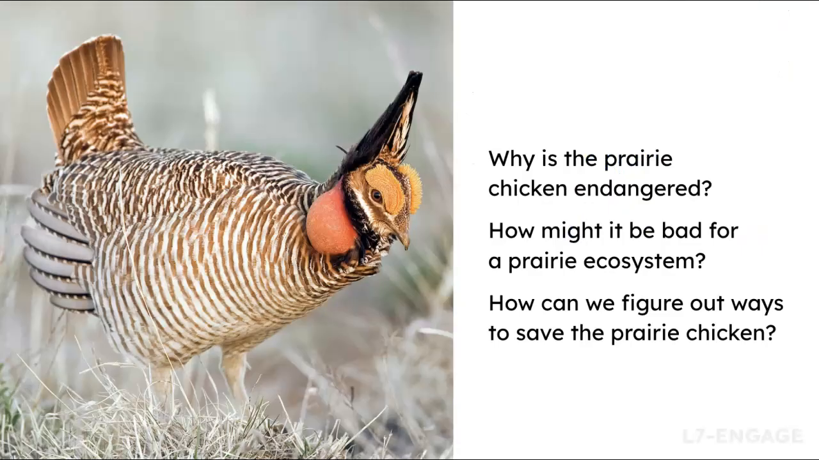To begin the Lesson 7 Engage, you'll revisit the anchoring problem by asking students why the prairie chicken is endangered, how the ecosystem could be affected if the prairie chicken disappears, and how we can figure out ways to save the prairie chicken. You'll revisit the driving question board to add any new questions and highlight others connected to the learning goals of this lesson by calling attention to questions about what we can do to help the prairie chicken, or if humans are helping the prairie chicken.